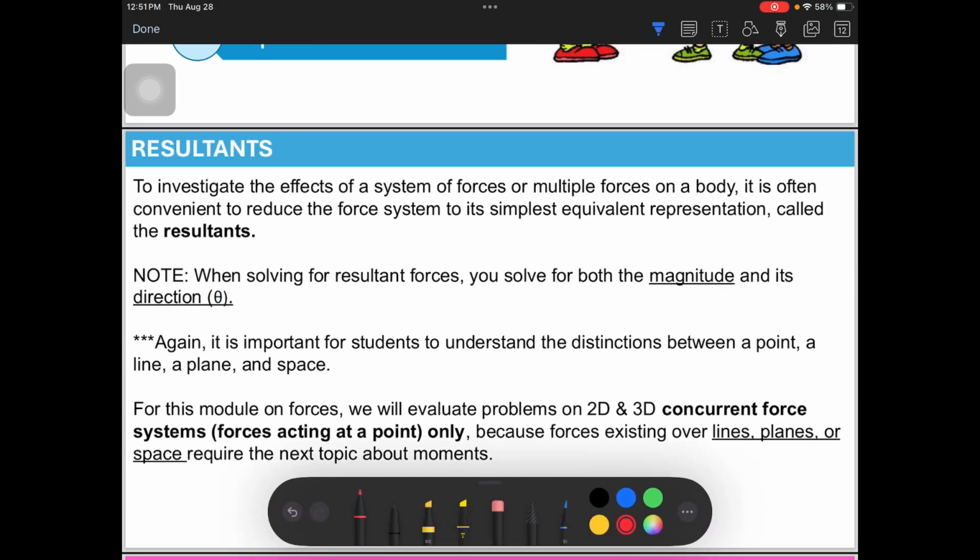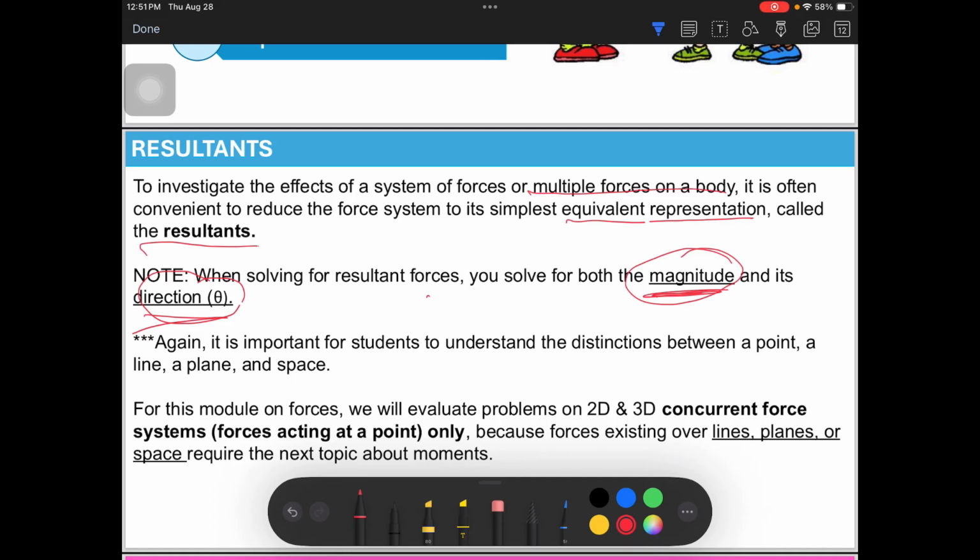So to investigate the effects of a system of forces or multiple forces in one body or in one system, it is convenient to reduce those applied forces, yung multiple forces, into one equivalent representation we call the resultant. So when solving for resultant forces, solve both for the magnitude and direction. Kasi nga, forces are vectors, so vectors have magnitude and direction.